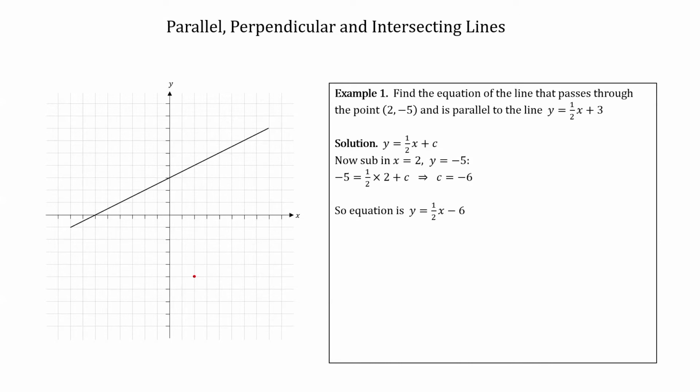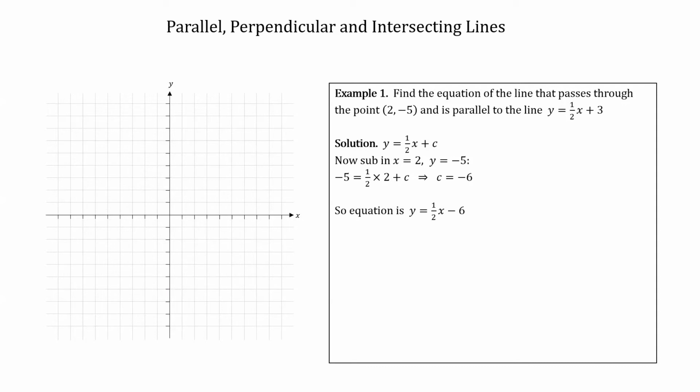So we can just sketch this line onto our axes to show what it looks like. We know it's going through this red dot, but we also know it's cutting the y-axis at -6, which is here. So we draw a line through these two dots, and indeed it does look parallel to the other black line, so that's good.